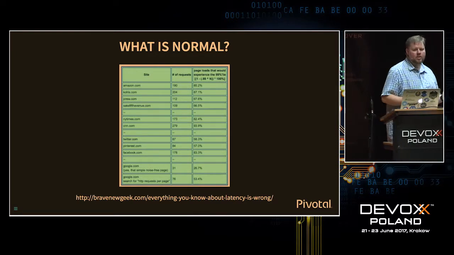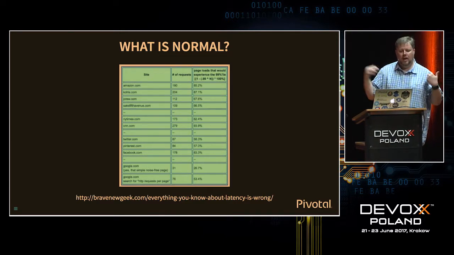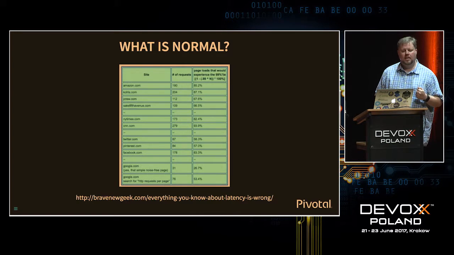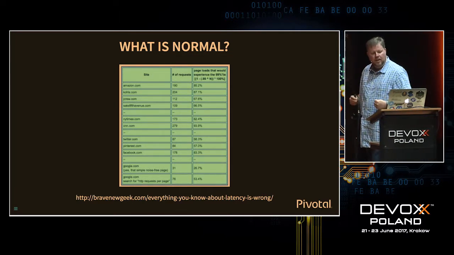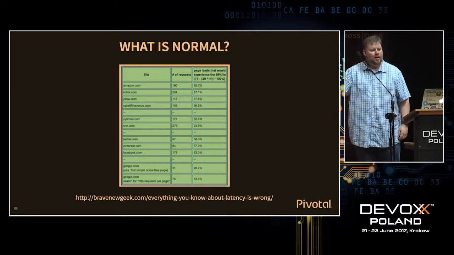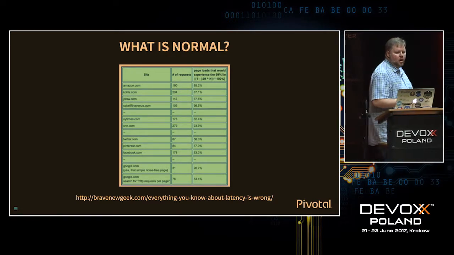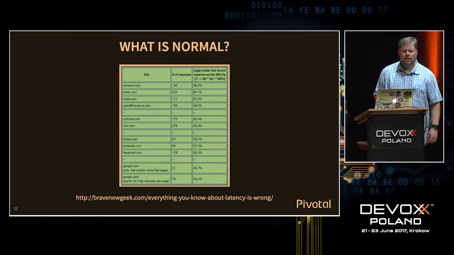And then we can do a calculation that says, well, of those 190 requests, how many are going to experience a 99% latency? And then we can come up with the chance, what percentage of visits will have that inside of it. And so for Amazon.com, 85.2% of the requests to that website are going to experience a 99% latency.